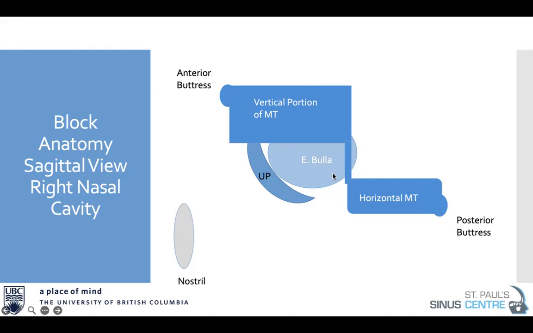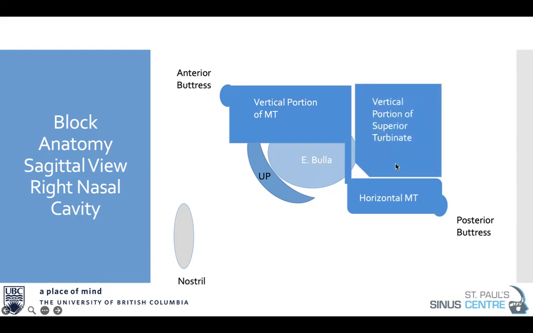So your entry into the posterior ethmoids should be just above this inflection point, just through there. When you go through this basal lamella, instead of going straight up and into the brain, you want to turn and go towards the sphenoid sinus. And remember, the height of the ethmoid cavity will change depending on the skull base.